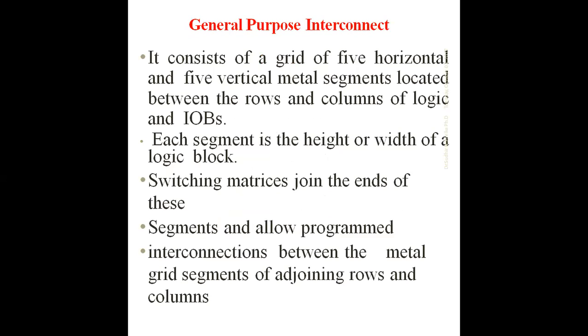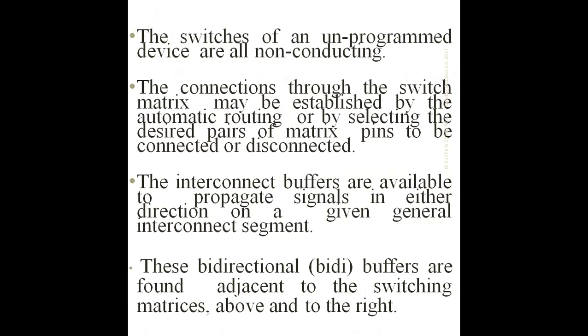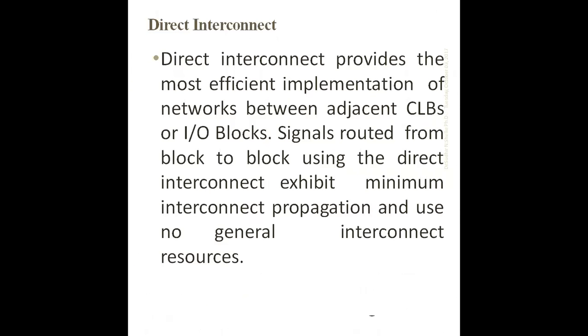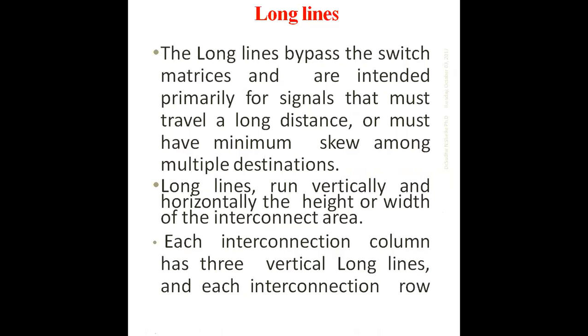In the general purpose interconnect, there are a total of 5 horizontal and 5 vertical segments. Each segment has the same height and width as a logical block. The switching matrix joins the ends of these. There are 4 vertical lines and 4 horizontal lines, and the lines are interconnected through the switching matrix. Now the direct connect: here a CLB is connected directly to another CLB without going through the switching matrix.